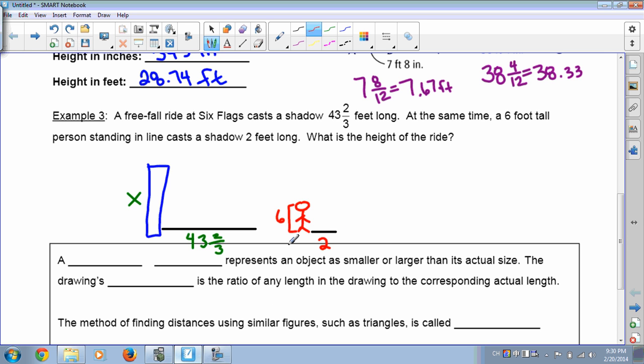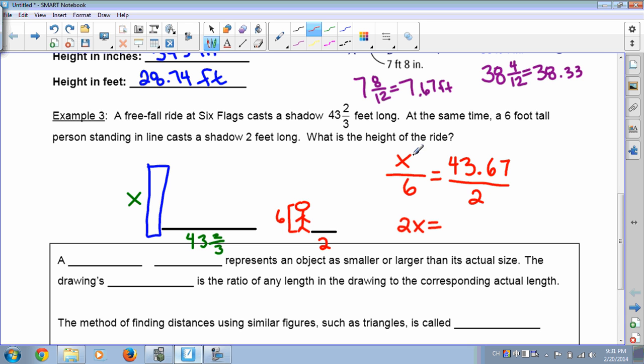Okay, so we have the heights and the shadows of both of our figures, so we're going to go ahead and set up our proportion to solve for the height of the ride, which I've labeled with an X. So the height of the ride corresponds with the height of the man, and that's equal to the shadow of the ride. Okay, we're going to go ahead and convert 43 2/3 into a decimal. At this point, you should know that 1/3 is 0.3 repeating, so 2/3 is 0.6 repeating. So then I'm going to go ahead and round that to 0.67. 43 2/3 is 43.67 over the shadow of the man, which is just 2.